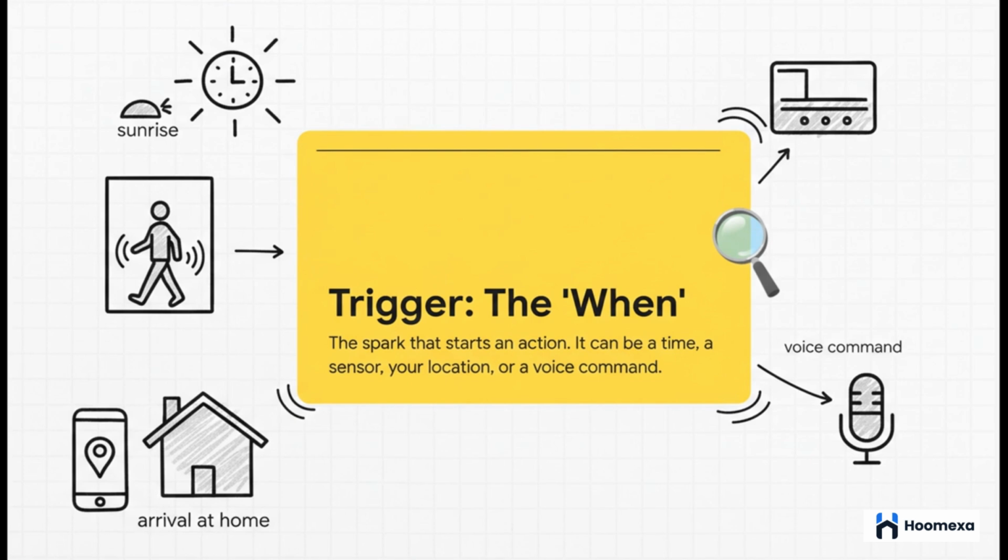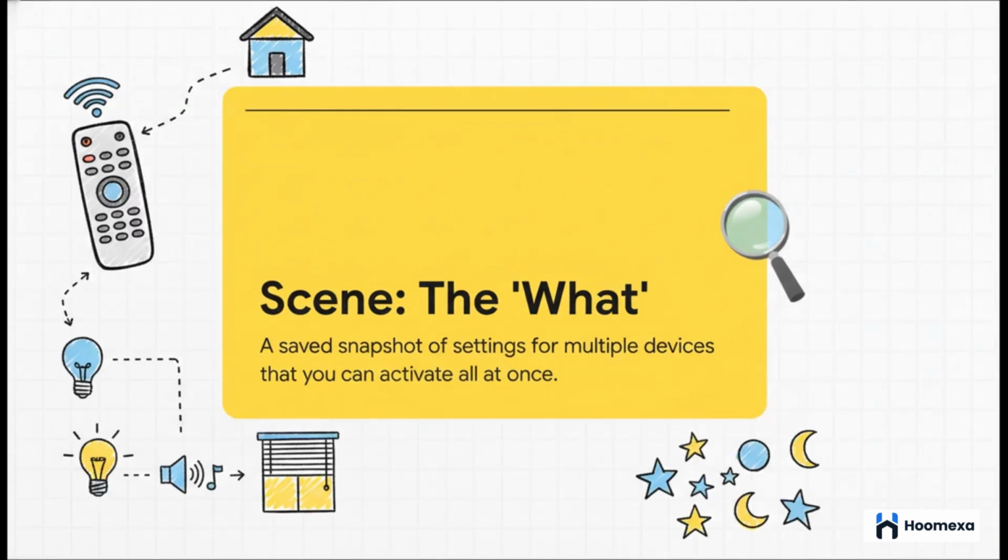It could be a specific time, like 7 a.m., a sensor spotting motion, your phone arriving home, or even just you saying, hey, turn on the lights. It's that initial event that gets the ball rolling. Next is the scene. This is the what. A scene is basically a saved snapshot of exactly how you want your devices to be set.